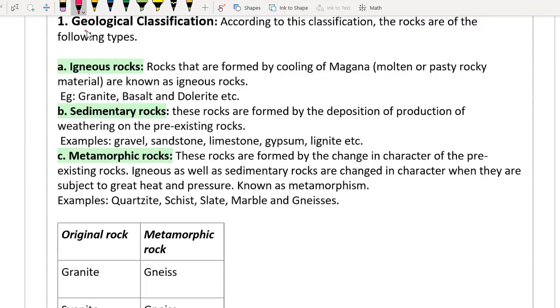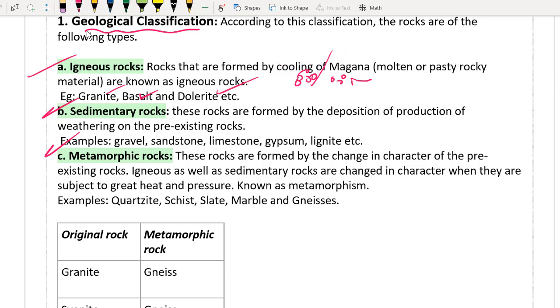Let us see the geological classification of rocks. It is three types: igneous, sedimentary and metamorphic. Igneous is of volcanic origin. If the lava, the magma coming out, solidifies outside, then it is extrusive. If it solidifies inside, intrusive, right? So what are the examples? Granite, basalt, dolerite, etc.